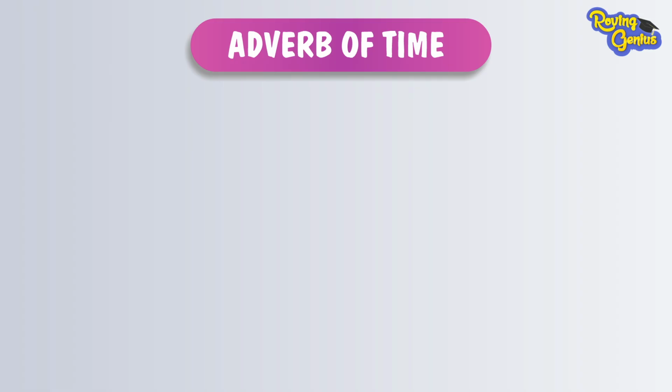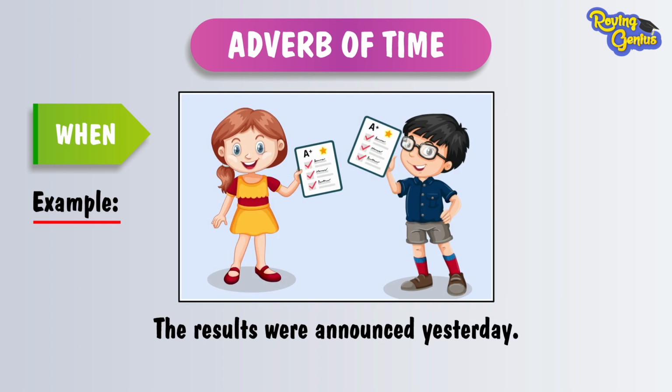Adverb of time tells when an action occurs. For example, the results were announced yesterday. When were the results announced? Yesterday.